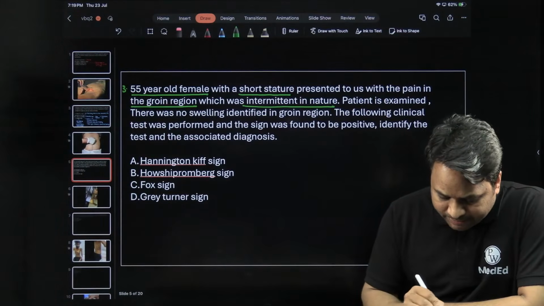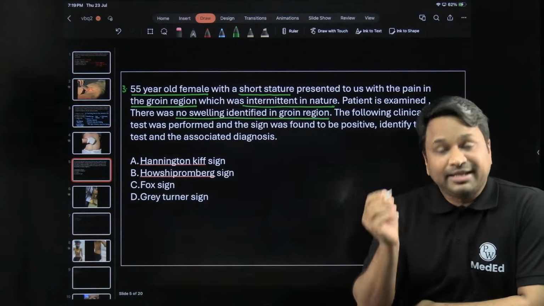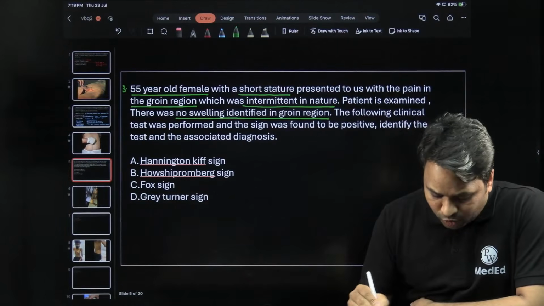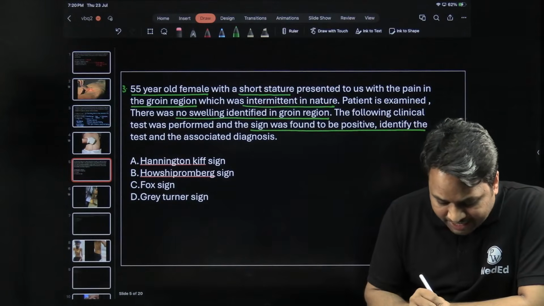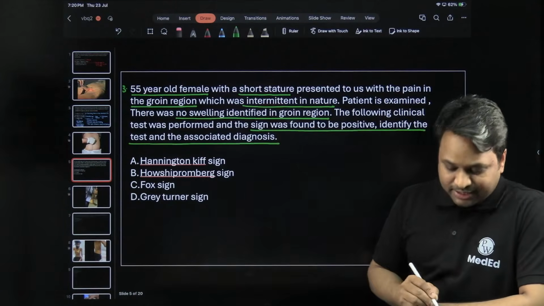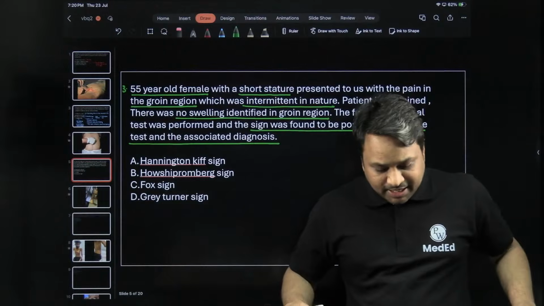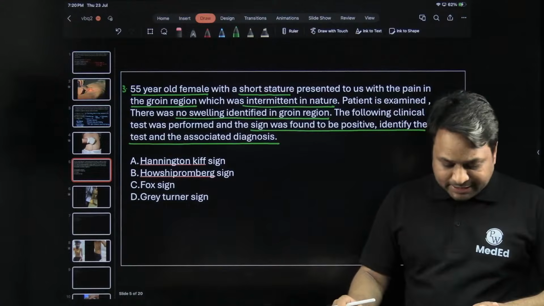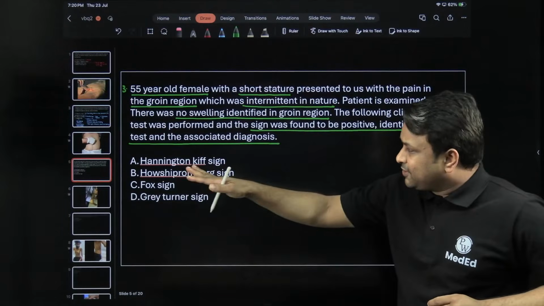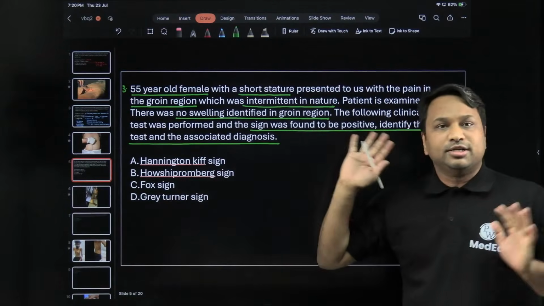The patient is examined. There was no swelling identified in the groin region. The following clinical test was performed and the sign was found to be positive. Identify the test and the diagnosis, right? Now, I'm going to show you the video. You have to find me what test it is. And your 4 options: Hannington-Kiff sign, Hausche-Bromberg sign, Fox sign, Gray Turner sign, right?